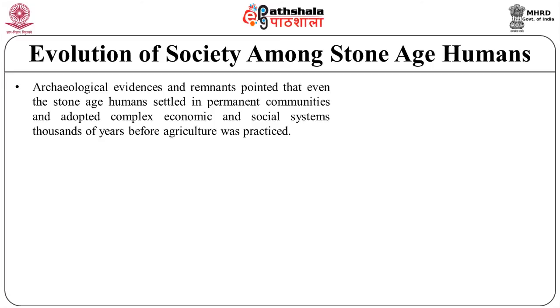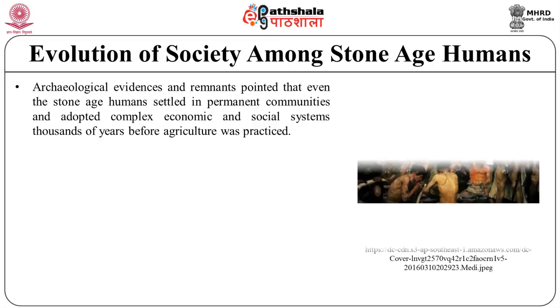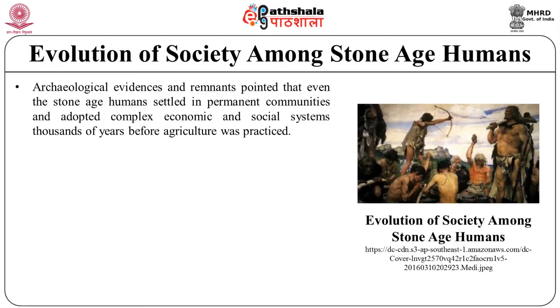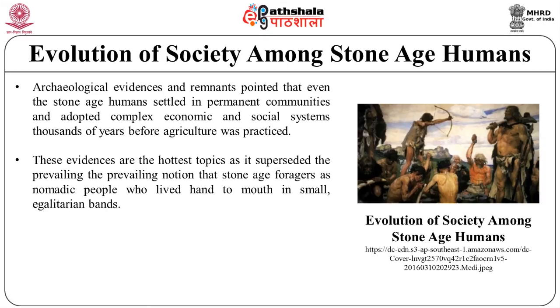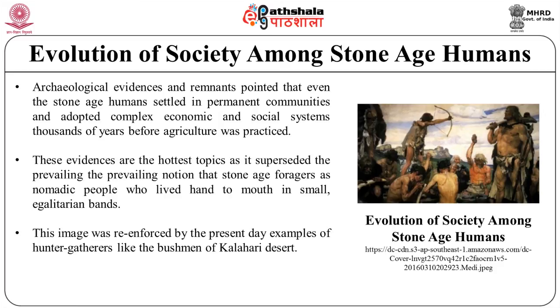Archaeological evidence and remnants point out that even Stone Age humans settled in permanent communities and adopted complex economic and social systems thousands of years before agriculture was practiced. This evidence is a hot topic as it supersedes the prevailing notion that Stone Age foragers were nomadic people who lived hand to mouth in small egalitarian bands. This image was further reinforced by present-day examples of hunter-gatherers like the Bushmen of the Kalahari Desert.